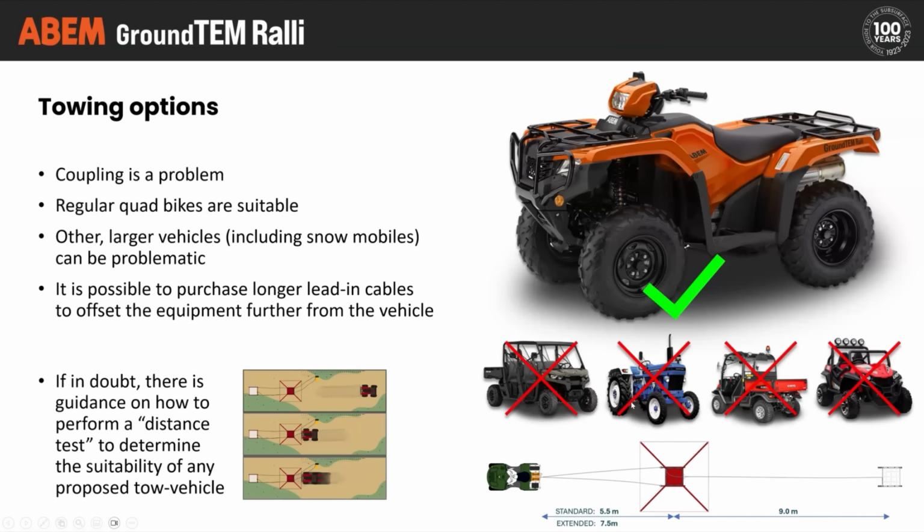In the manual, we give you the instructions on how to do a distance test so that when you do select a vehicle, first thing you do when you get to the field is run the distance test, starting with the vehicle near the apparatus, taking measurements continuously and moving the vehicle further and further away to see where that coupling disappears. And that will give you, hopefully, the confidence that you're using the right cables for that particular vehicle.